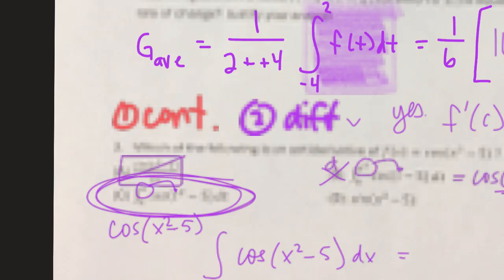I would go with C as the right answer for being the antiderivative. Where did cosine of x squared minus 5 come from? Okay. So remember, it is a chain rule. If anything is other than x, you multiply it by the derivative also. And notice there's no 2x here to multiply by.